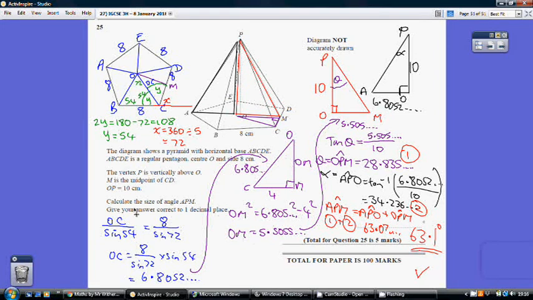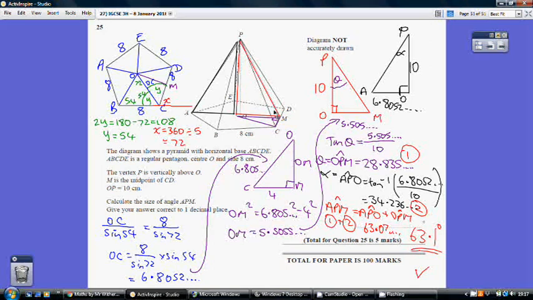Now let's go and look at the question. We've got to calculate the size of the angle A to P to M. Now I'm going to break this angle up into angle A to P to O and O to P to M. So let's start off by looking at the angle O to P to M. This angle in red at the top is part of the angle APM. I know that O to P is 10, and I've just worked out that O to M is 5.5. So I can work out using tan theta, I'm calling the angle OPM theta, tan theta equals opposite over adjacent equals 5.505 over 10. So inverse tanning both sides, I get the angle OPM to be 28.835 degrees.